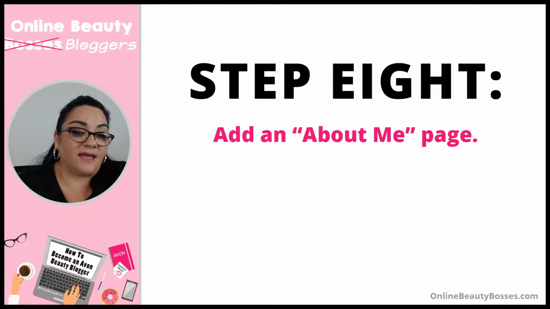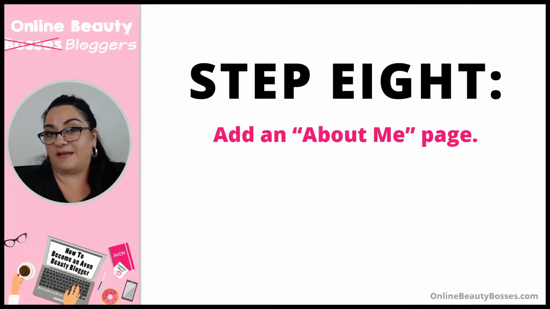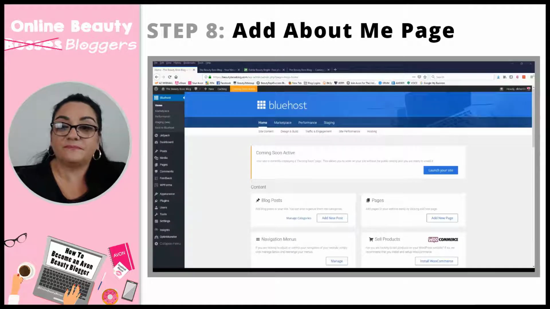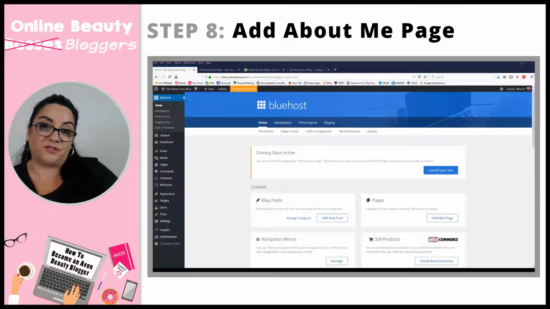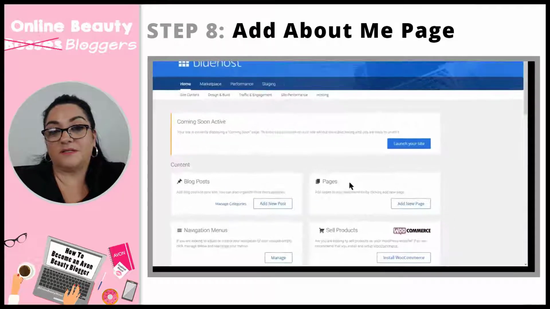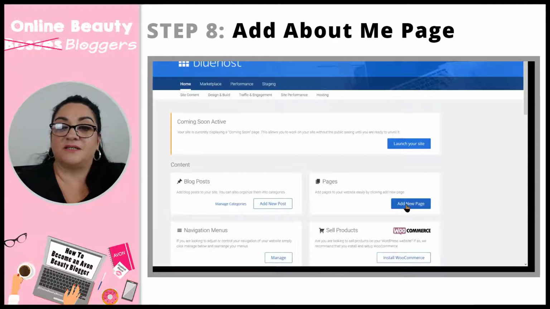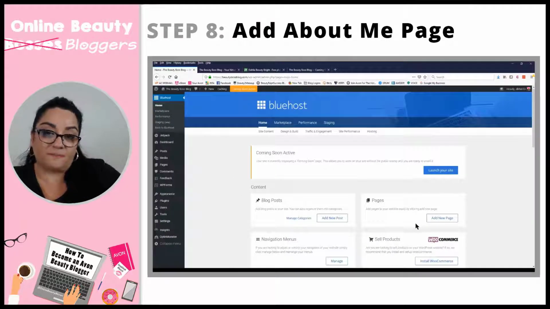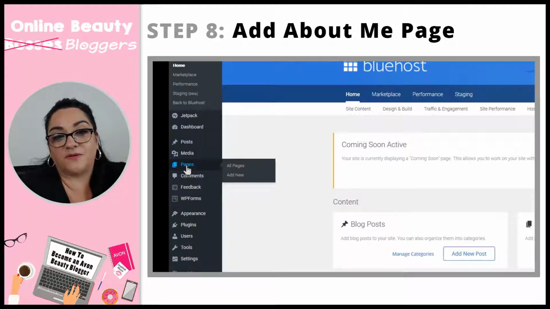Okay, so let's go ahead and get into this About Me. The About Me setup is a couple minutes long, so like I said, stick with me. First, we're going to get to the Bluehost homepage, and here are the pages. This is where you're going to add your page. So you just click Add New Page. You can do it there, or you can find it on the left sidebar also.